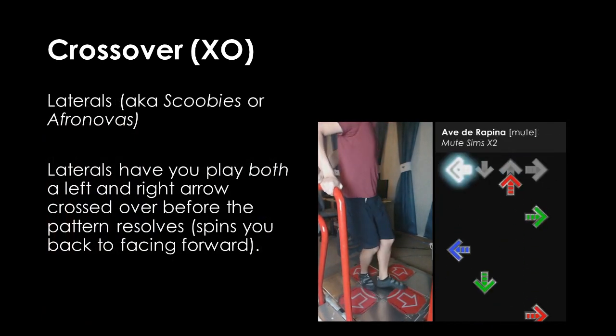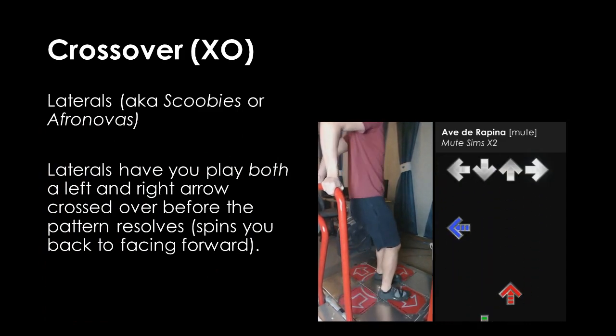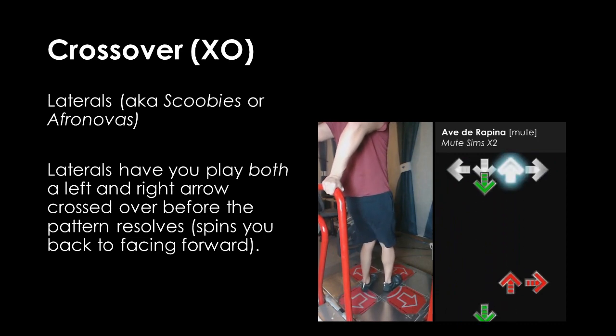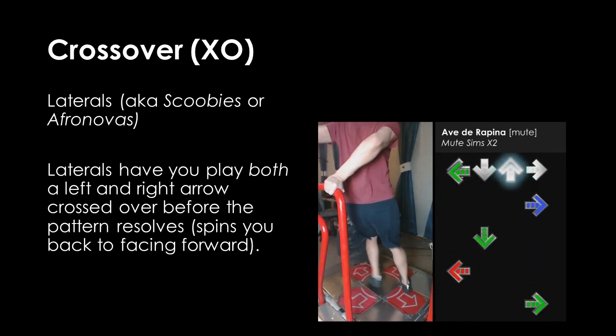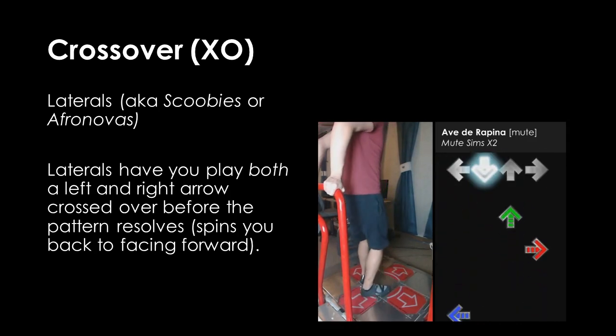It's also possible for this notation to describe laterals, also known as Scoobies or Afronovas, which require you to play both a left and right arrow each crossed over before the pattern resolves and spins you back to facing forward.